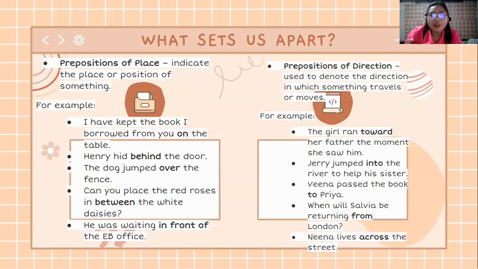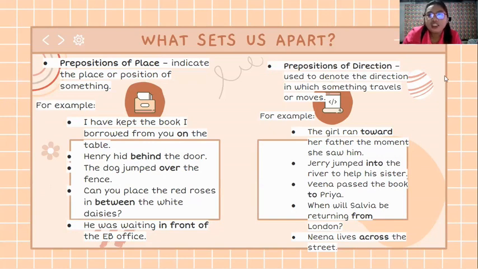Now let's move on with the prepositions of place. It indicates the place or position of something. For example, I have kept the book I borrowed from you on the table. Harry hid behind the door. The dog jumped over the fence. Can you place the red roses in between the white daisies? He was waiting in front of the EB office.